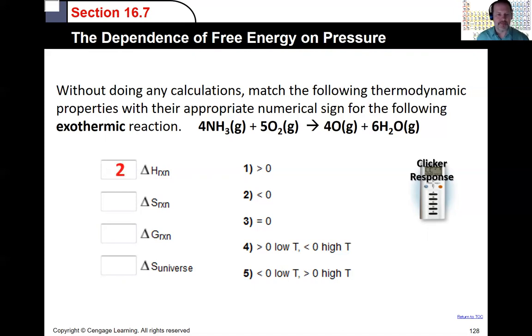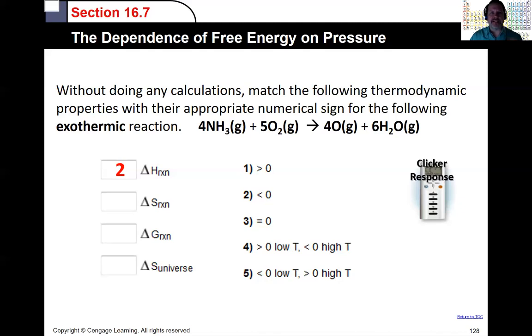That's less than 0. Now, what's the entropy? Well, it didn't say anything about the entropy. I could go calculate it, but it says don't do any calculations. So what am I supposed to do? Well, we can do a tiny calculation. I'm going to look at the phases.